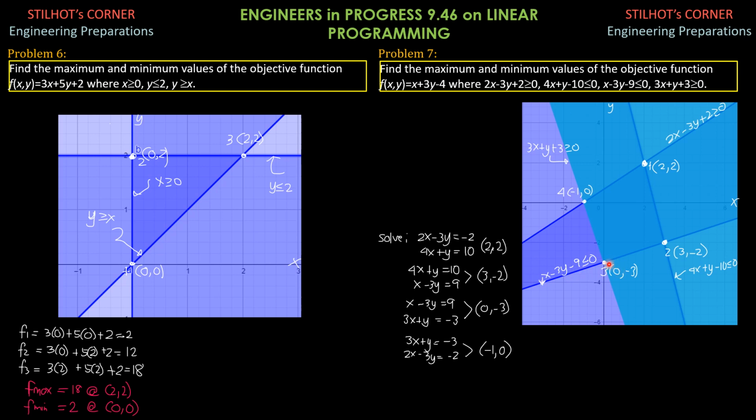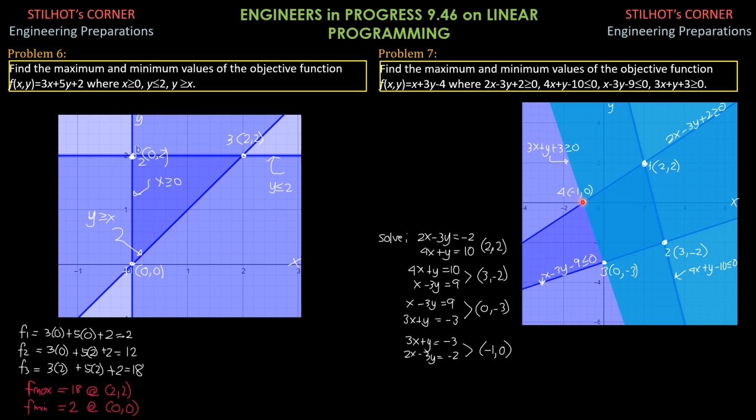For this point here, the intersection between x minus 3y equals 9 and this line here, 3x plus y equals negative 3. So solving these two equations simultaneously, we get 0, comma, negative 3 for point 3. Then finally, this point is the intersection between 3x plus y equals negative 3 and 2x minus 3y equals negative 2. So solving these two equations simultaneously, we have negative 1, comma, 0.